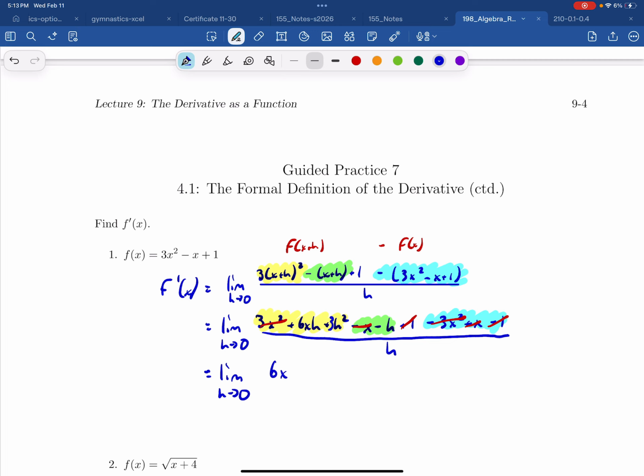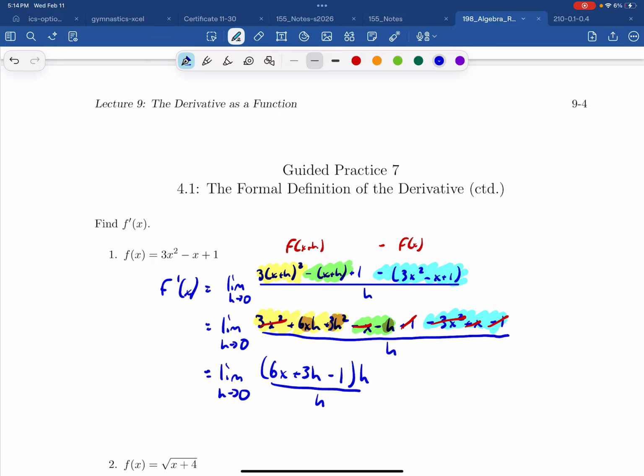We have 6x plus 3h minus h. You could simplify that if you want. Oh, sorry, that's actually a minus 1. I lied. I guess you can simplify that, right? We factored out an h from each of these terms, right? And then we have that h on the bottom.